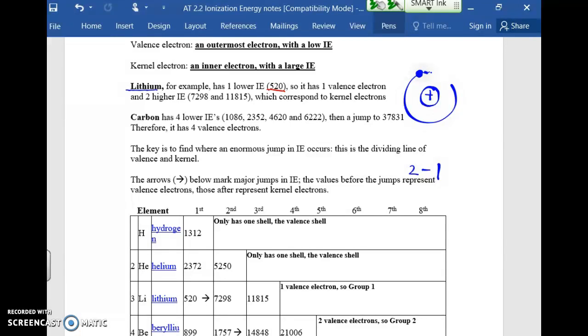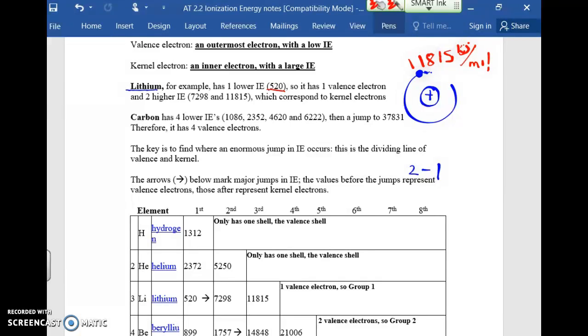Once I remove that electron, for reasons we don't get into, this electron is allowed to drift closer to the nucleus. And because it drifts a little closer to the nucleus, it takes even more energy to remove. That's why successive ionization energies always go up and up and up, as we go deeper and deeper into the core.